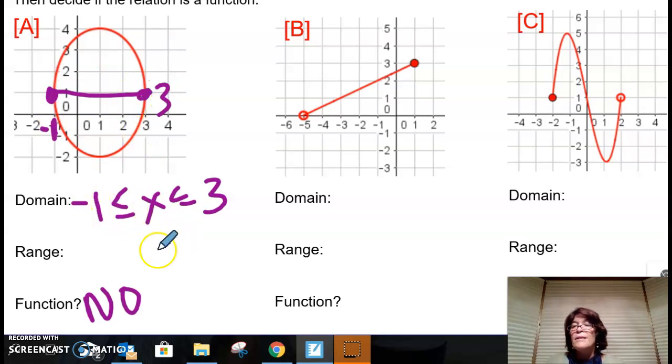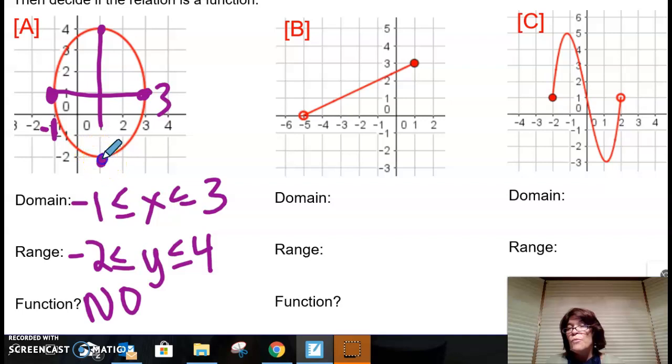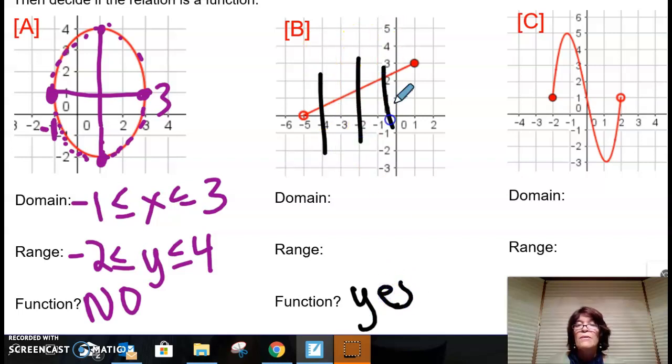As far as my y's, I'm not going to list them all, but it looks like the smallest y value is -2, and the biggest y value is 4. Okay, there's y values for everything in between -2 and 4. The next one is a function. A vertical line is never going to hit that more than once. So it is a function.